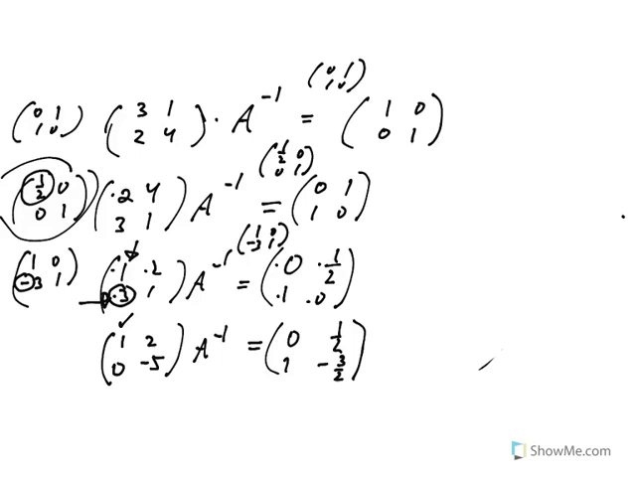I now work on the second column. You start with where's the 1 going to go, and it's going to go there in the bottom corner. So the row operation I'm going to do is 1, 0, 0, negative 1/5. That's going to turn this negative 5 into a 1. But I have to do it on the left side also.